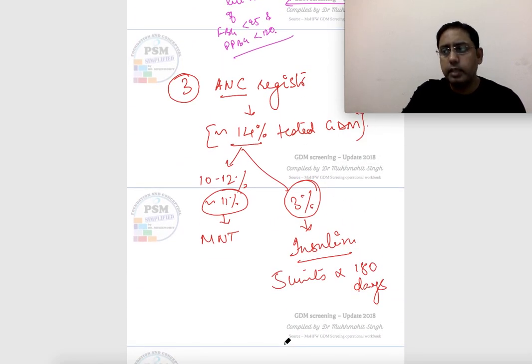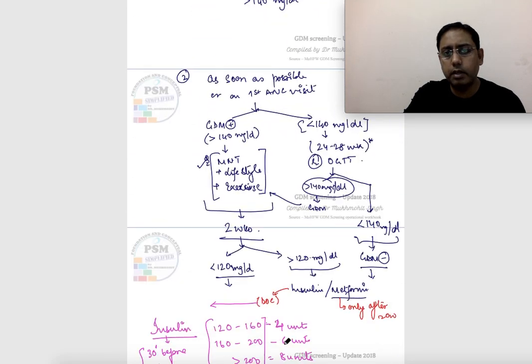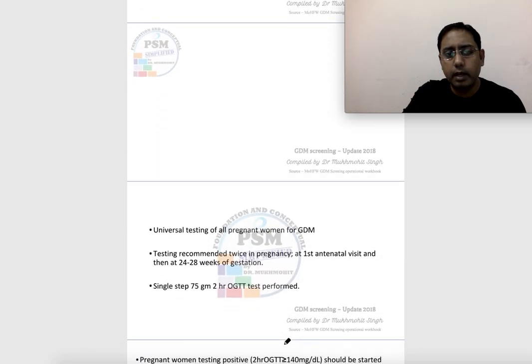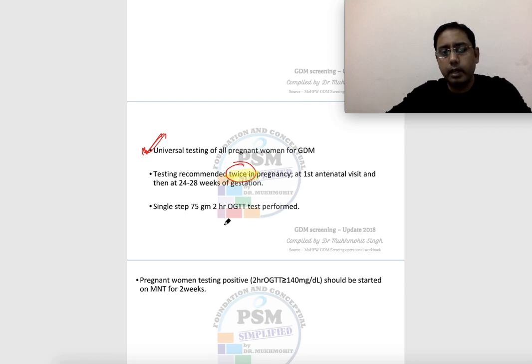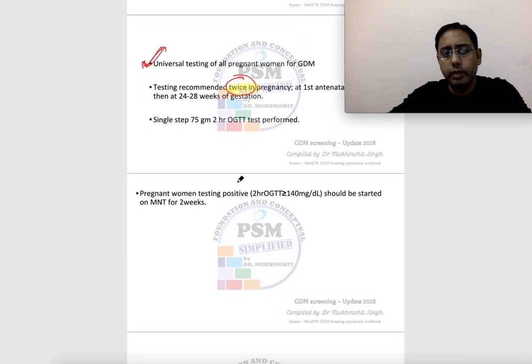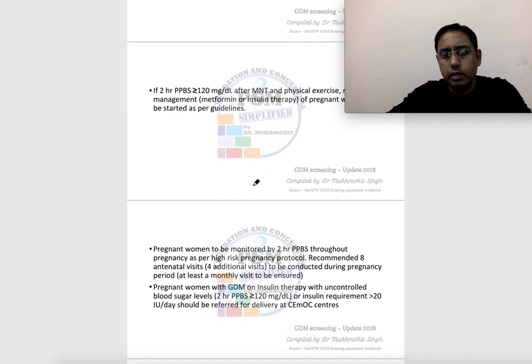So that's it for the ANC registration, and that's it for the blood glucose levels that we are basically tackling. And please remember, universal testing for all pregnant females is now recommended. The test is recommended twice in pregnancy, first at the first antenatal visit and then at 24 to 28 weeks. So that's important: if the 2 hour postprandial remains high after medical nutrition therapy and medical management, we start insulin or metformin.